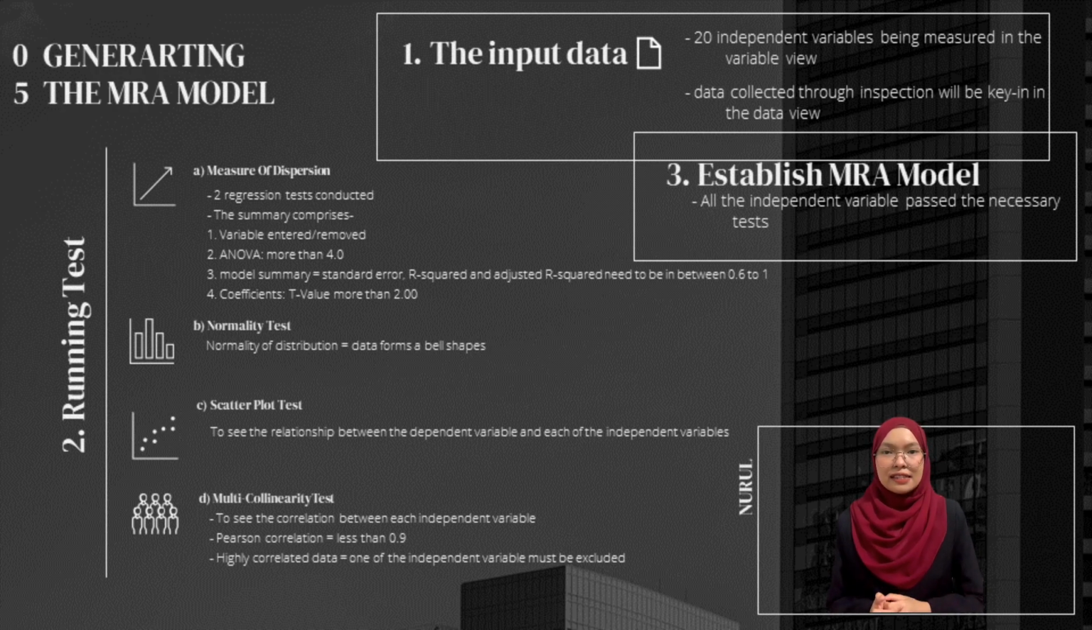The second test is the normality test. It is conducted to see the normality of the dependent variable data's distribution. The normality of distribution can be seen when the data forms a bell shape.